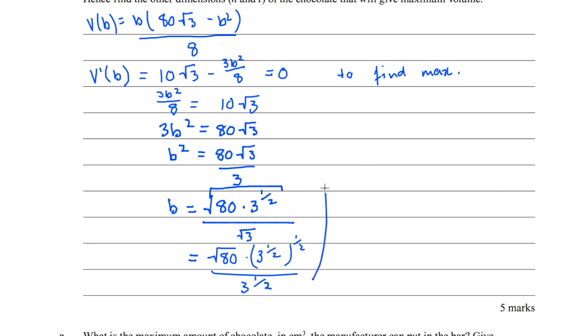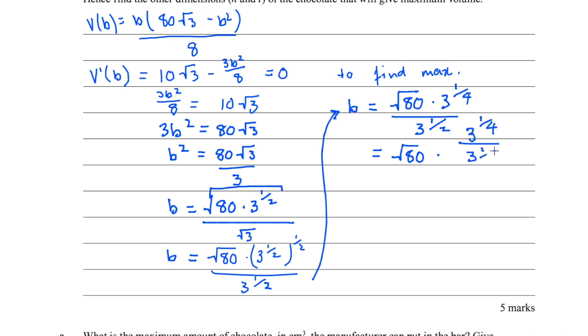This is where our index laws come in very handy. So we get b is equal to the square root of 80, all right, times 3 to the power of 1/4 divided by 3 to the power of 1/2. All right, I'm going to be really explicit here, and I'm going to say that you can take the root 80 out the front, can't you? Because you're just multiplying that into the numerator, so the root 80 can come out the front. And the reason I'm doing this is because then I just want to show that we've got 3 to the power of 1/4 divided by 3 to the power of 1/2.